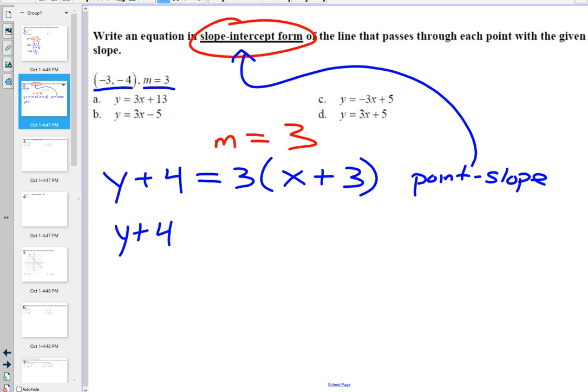How? What's that called? Jonathan, you know? Distribute, good. 3x plus 9. One more step, minus 4 on both sides. And then all the children rejoice because y equals.